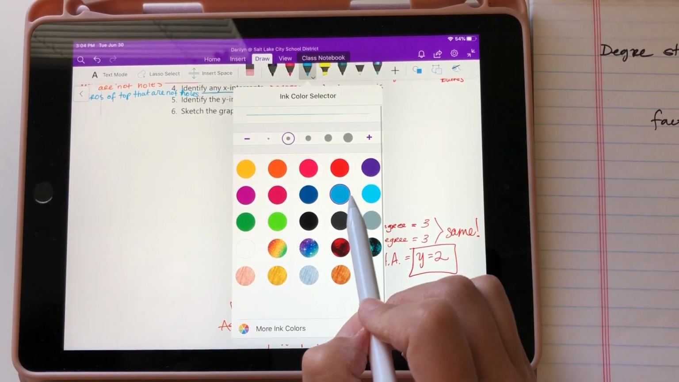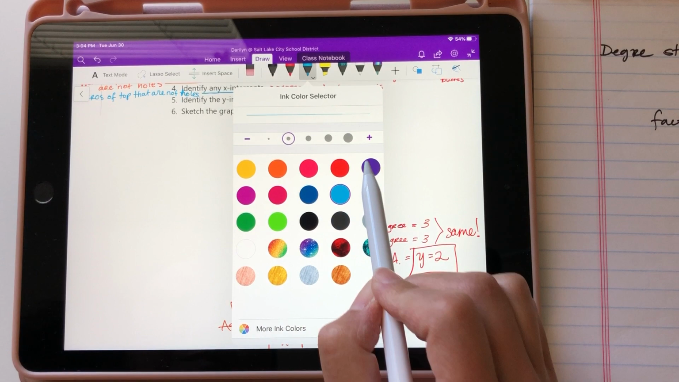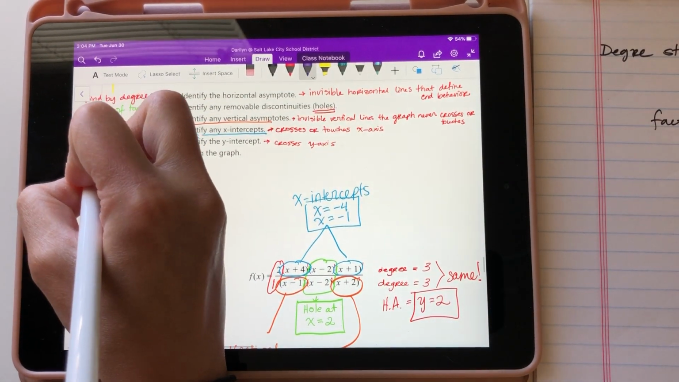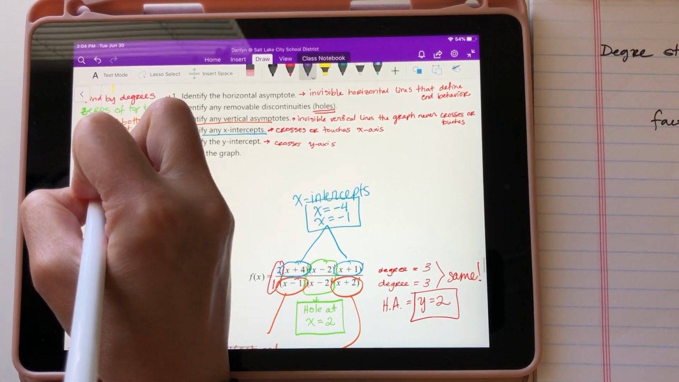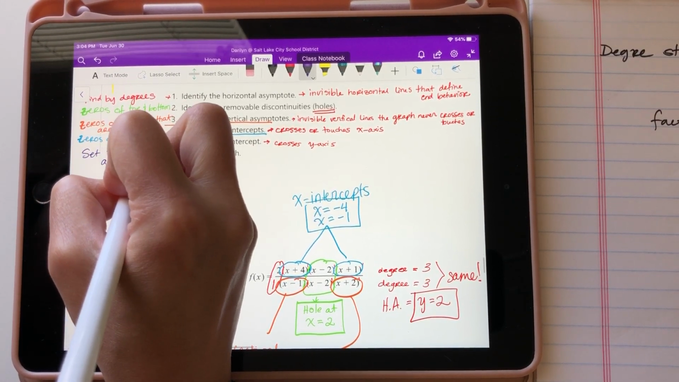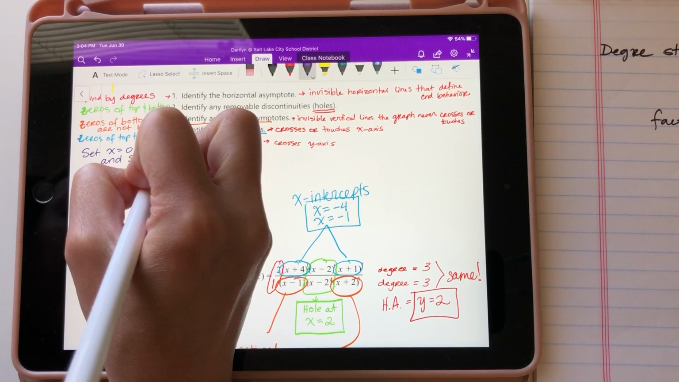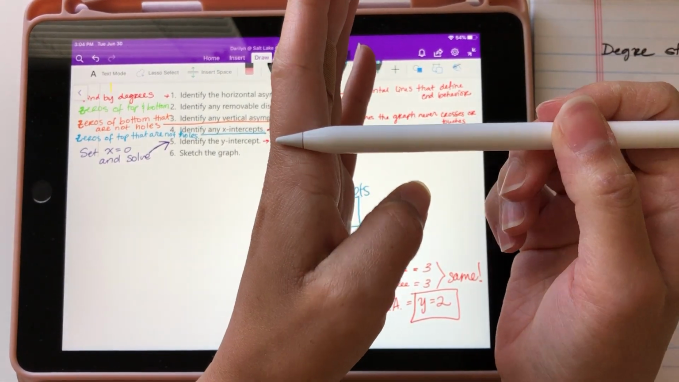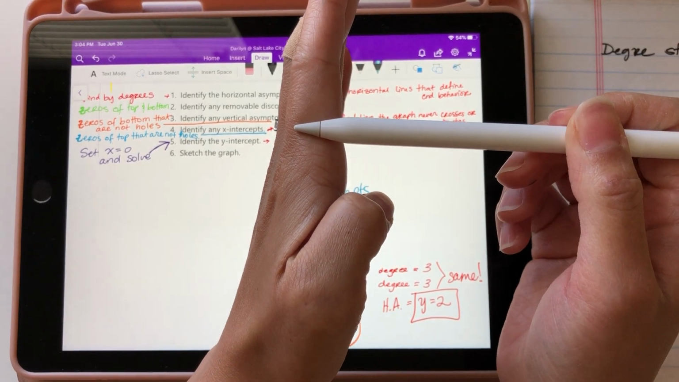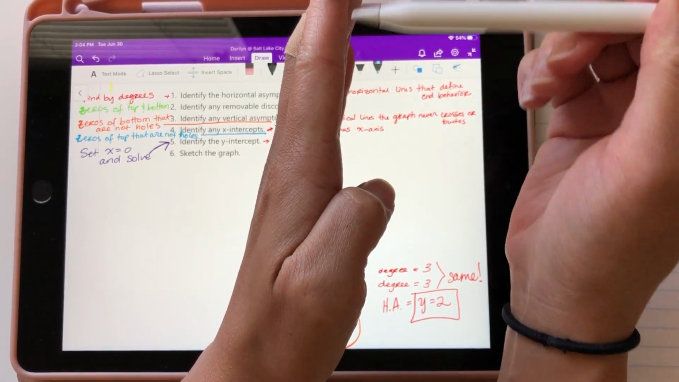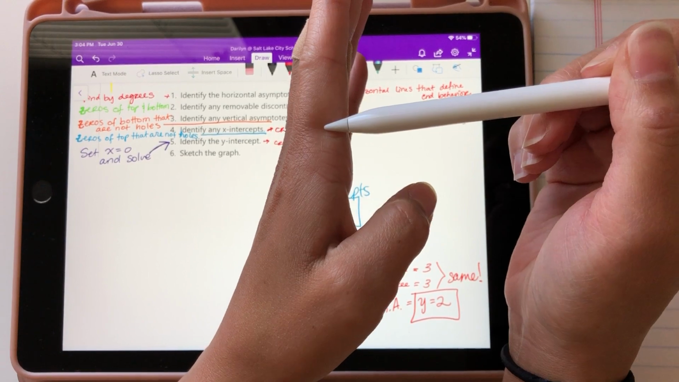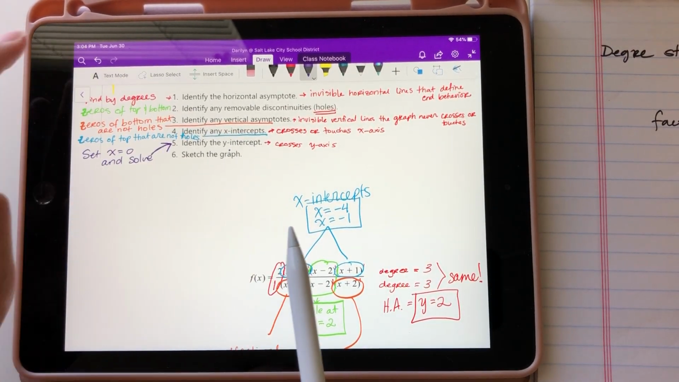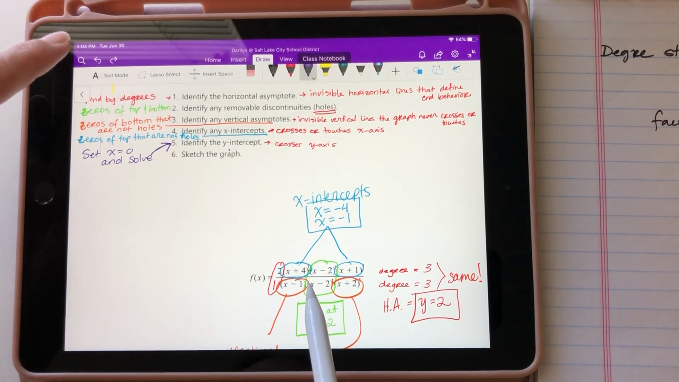All right, identify the y-intercept. So in order to find the y-intercept, let's use purple. The y-intercept, to do that, we are going to set x equal to 0 and solve. So anytime you're on the y-axis, what does your x value equal? Well, it equals 0. So anytime you're on the y-axis, your x value equals 0. That's why to find the y-intercept, you're going to set all those x values equal to 0 and simply solve it out.